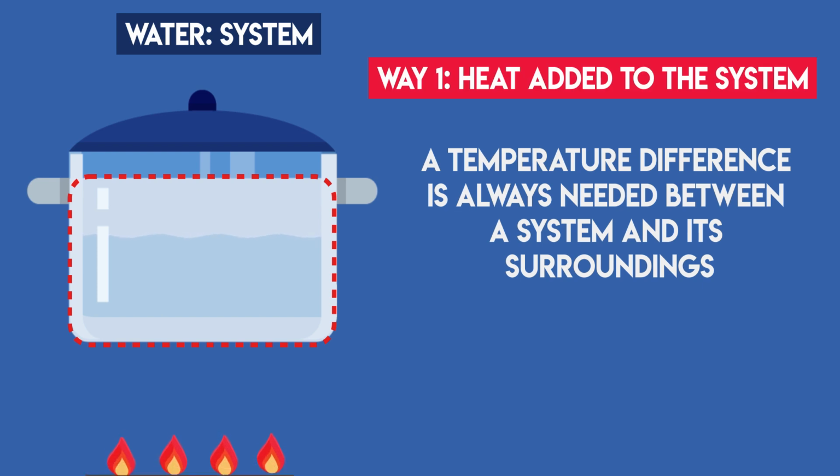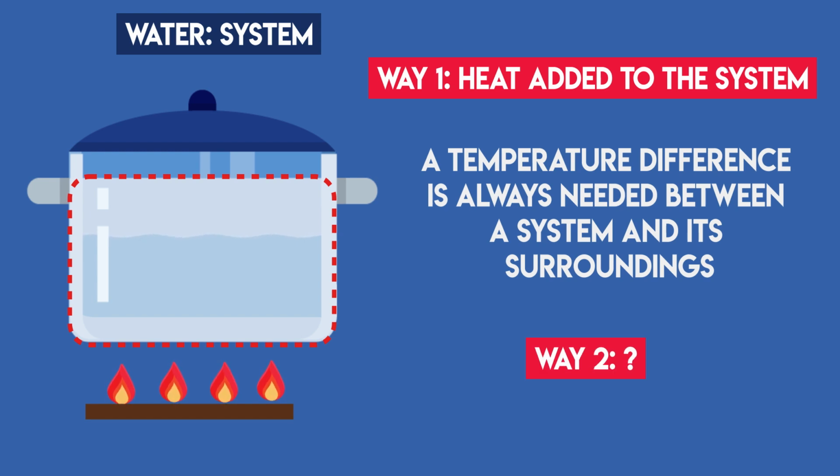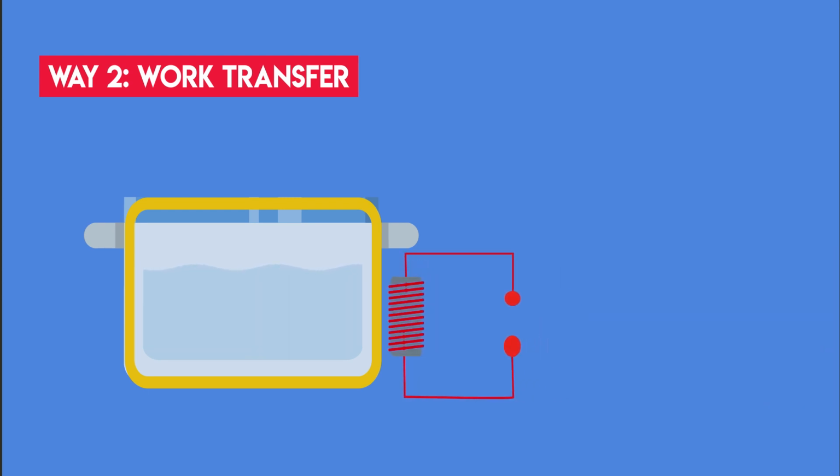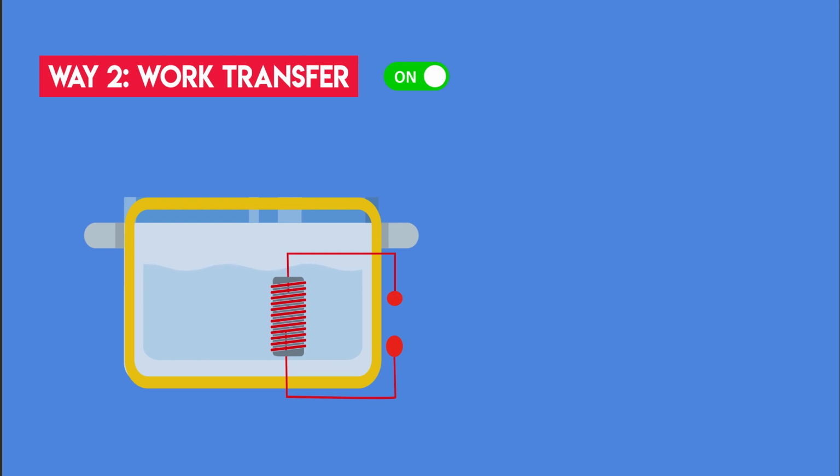So now we have seen how we can add energy to the system by heating the surrounding of the system. But there is another way in which we can add energy to the system when there is no temperature difference between the system and the boundary. This way is called work transfer. Let's imagine that the pot of water is perfectly insulated. Now we take an electrical heater and place it in the system. If we switch on the heater, the temperature of the water rises, leading to an increase in the energy of the system.